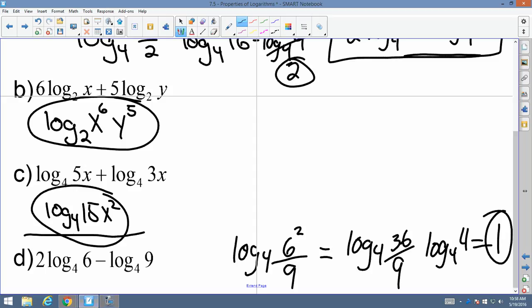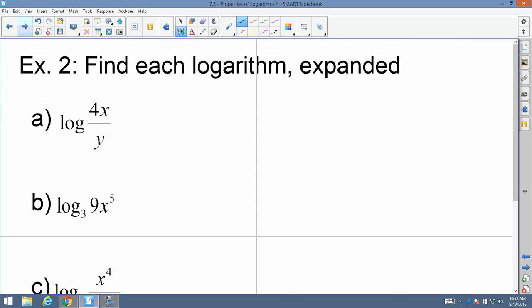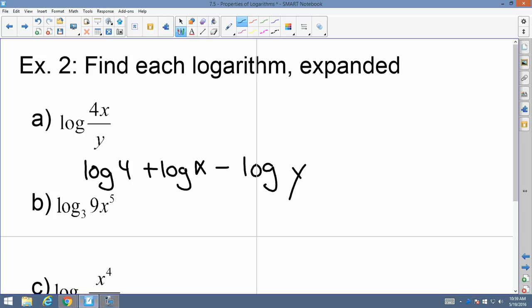Does that make sense to everybody? Yes? Okay. Let's continue real quick. Now I want to expand it. Remember, this is a multiplication with a division. So this is log of 4 plus log of x minus log of y. Do you see how come I did that? Because 4 times x is 4x, so I got to split that up into the 4, the x, and then I'm dividing it all by y, so minus y.